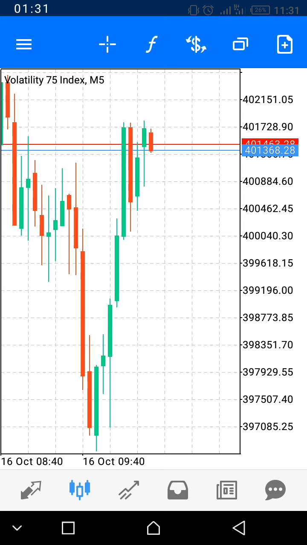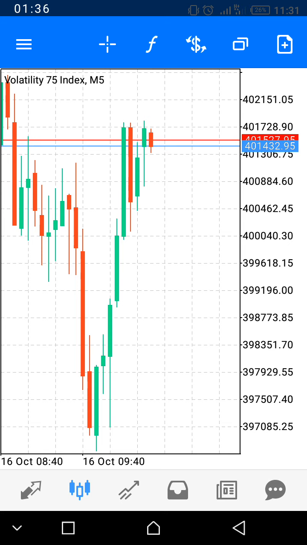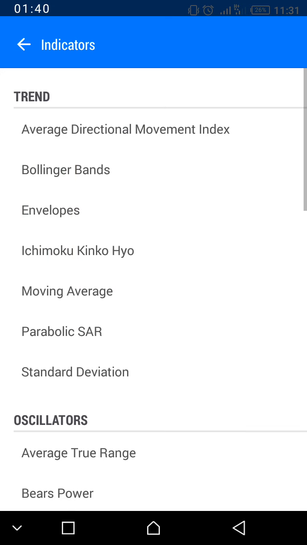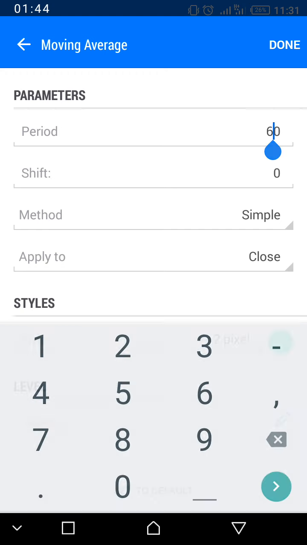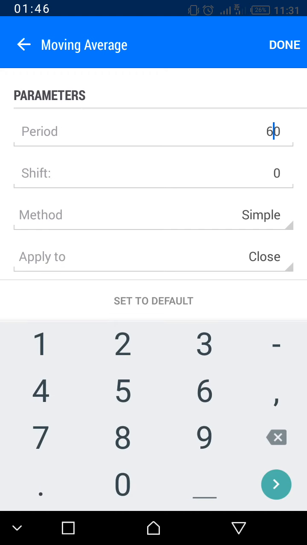Then the next is to set up the indicators. Now for these indicators, number one, you set the moving average. The first moving average you have to set up is moving average 60. Whatever you have here, change the period to 60. Then the shift remains 0. The method is simple. Apply to close.